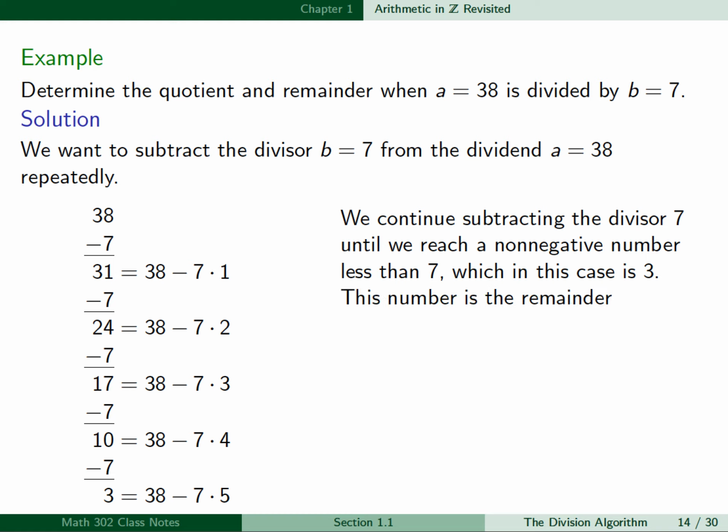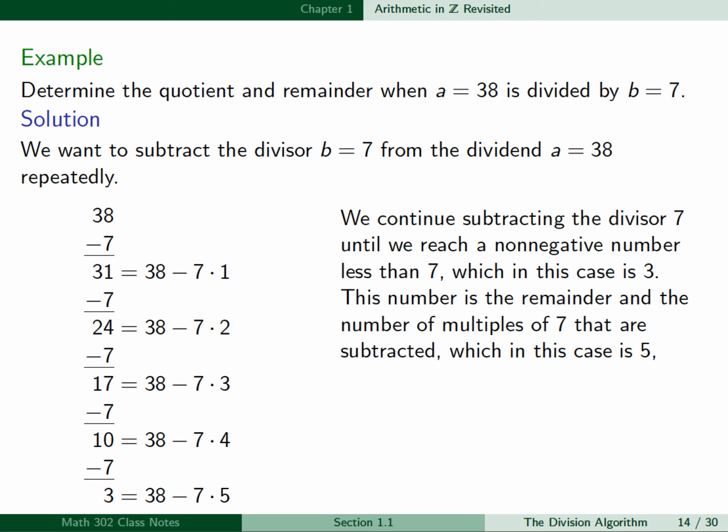This number is the remainder, and the number of multiples of 7 that are subtracted, which in this case is 5, is the quotient. So in this example, our quotient q is 5 and remainder r is 3.